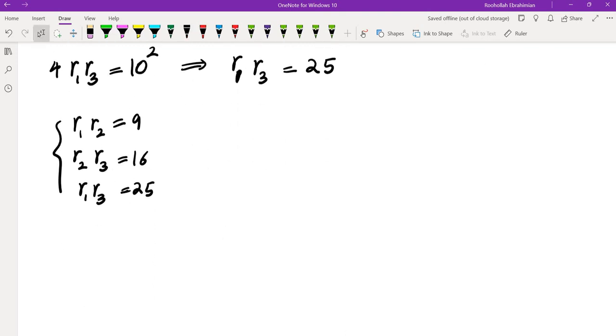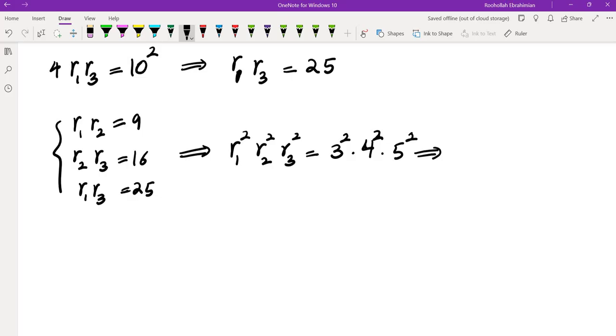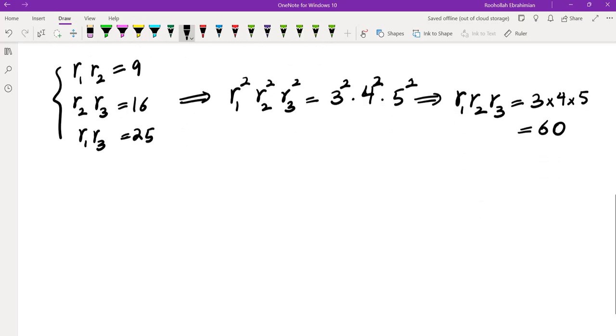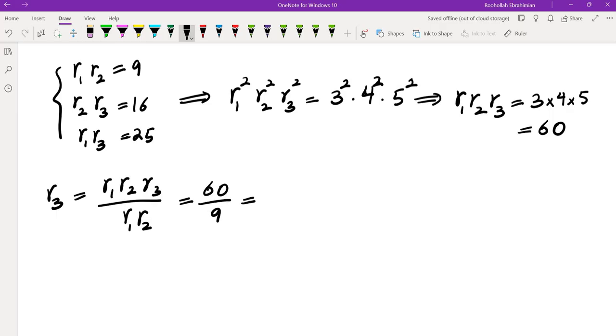This is a symmetric system, and the best way of solving it is to multiply them all together. We get R1 squared, R2 squared, R3 squared on the left, and on the right side we get 3 squared, 4 squared, 5 squared. Taking the square root of both sides, we get R1 R2 R3 is equal to 3 times 4 times 5, which is 60. So that's the product of R1, R2, R3. Now we can get R3 by dividing R1 R2 R3 by R1 R2. So we get 60 divided by 9, which is 20 over 3.